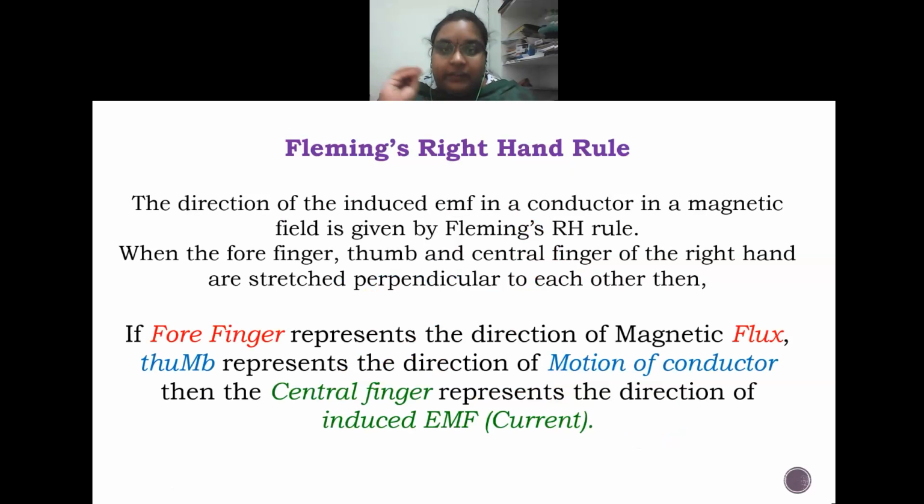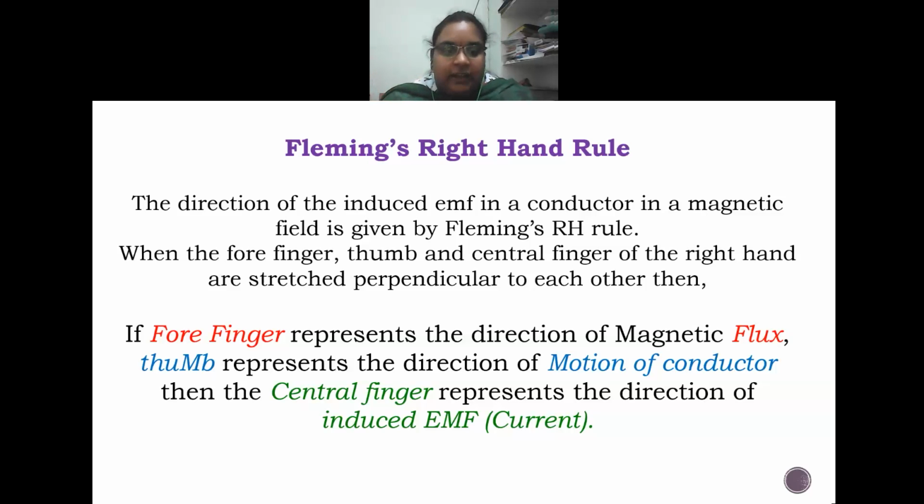Why are we specifically saying that it is induced EMF? Because if the circuit is not closed, then there will be no current flowing through the total circuit, right? So the EMF will be induced even if the circuit is not closed. The EMF will be guaranteed to be induced. That's why we are saying that the central finger represents the induced EMF.